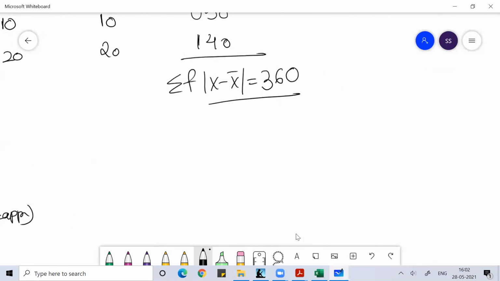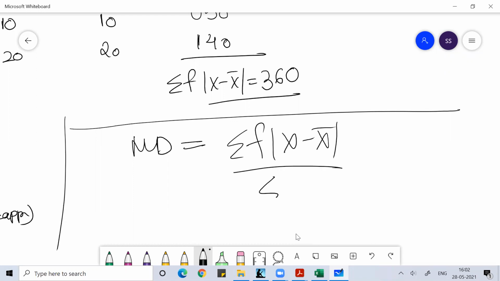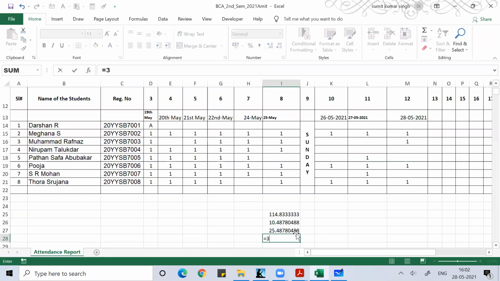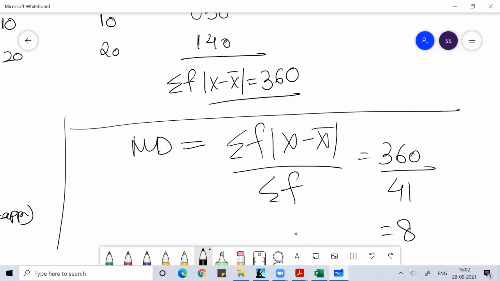Once you get that, now I'll find the mean deviation. Mean deviation is the summation of f modulus of x minus x bar by summation of f. This is 360 divided by summation of f, that is 41. So you got the mean deviation. Your mean deviation is 8.78.